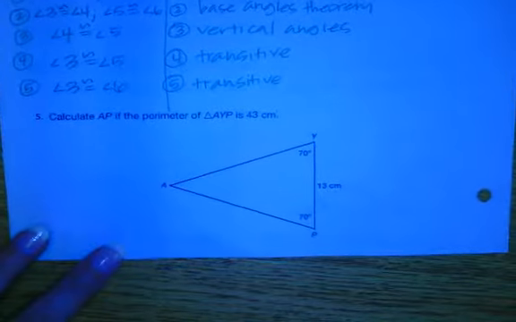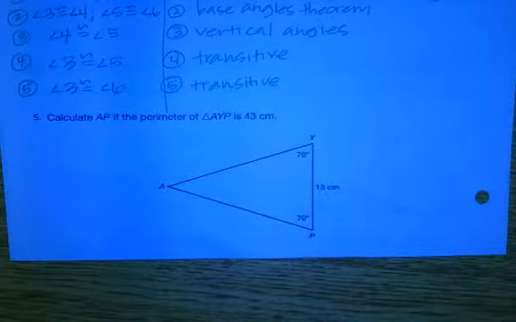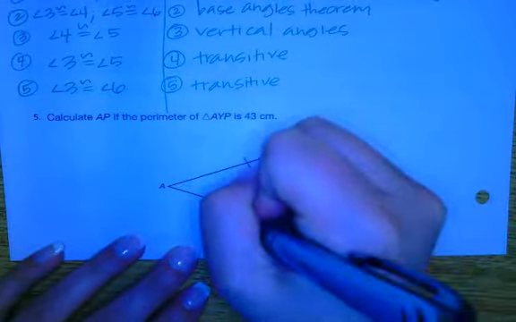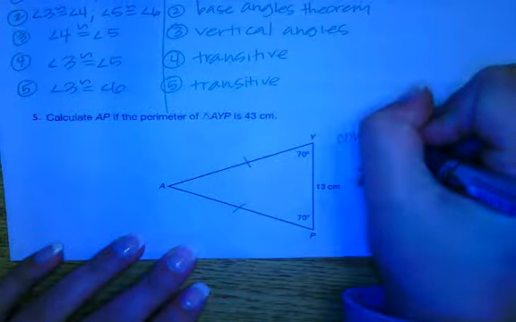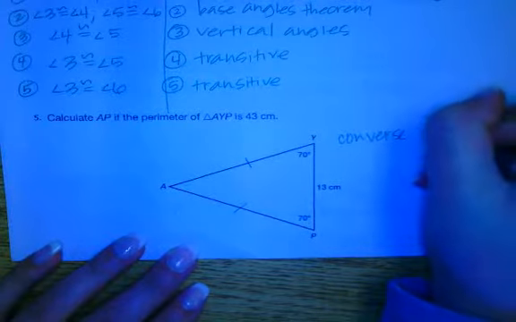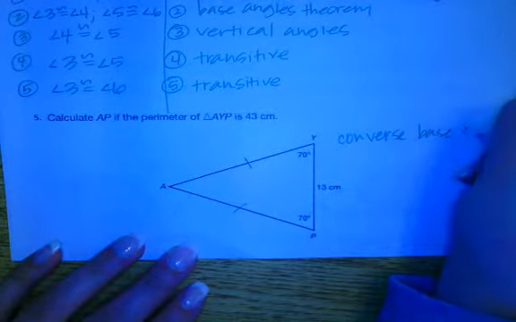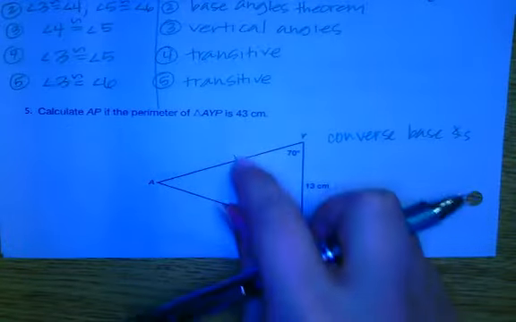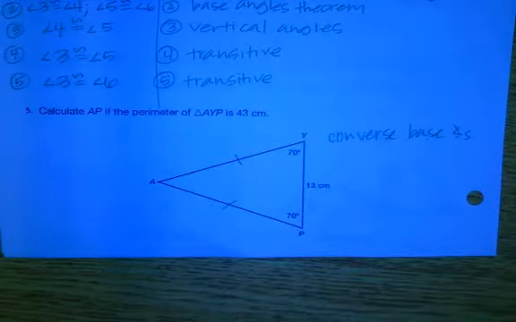Okay, number 5. Calculate AP if the perimeter of AYP is 43 centimeters. What do we know? It's isosceles. How do we know that? Converse of the base angles theorem. Okay, so we know these sides are congruent. So what else do we know? AY is congruent to AP.